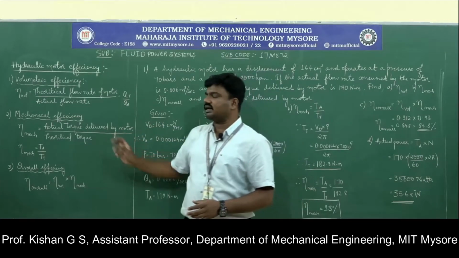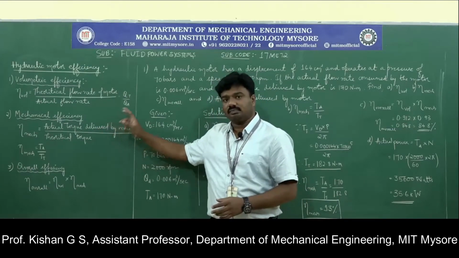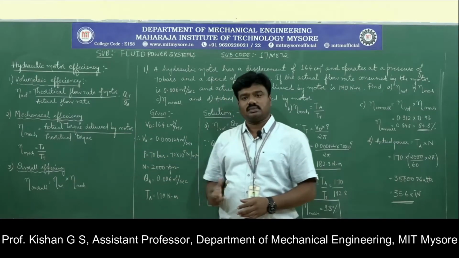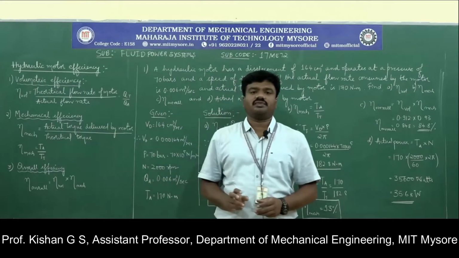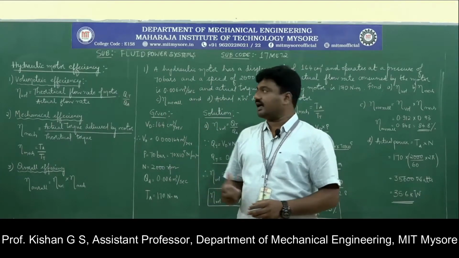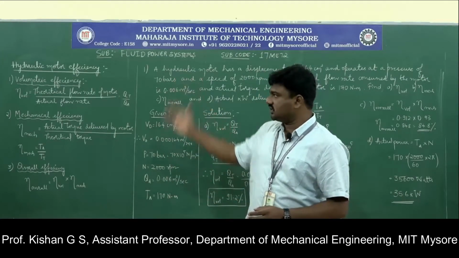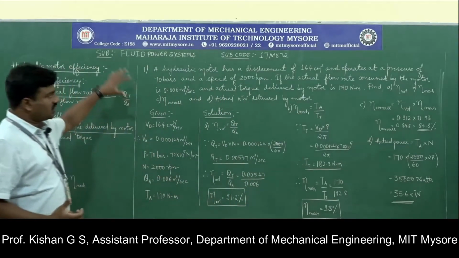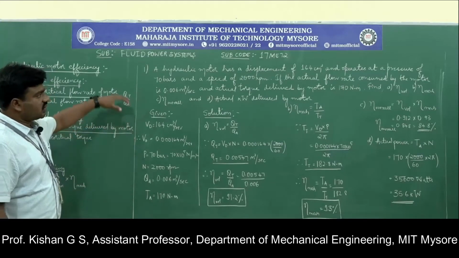Next, the second one, the mechanical efficiency. Here it is the ratio of actual torque delivered by the motor to that of theoretical torque delivered by the motor. So it is TA by TT. And finally, the overall efficiency, it is the multiplication of volumetric efficiency into mechanical efficiency. So considering these parameters, let us go on with a numerical problem for the understanding of efficiency parameters of the hydraulic motor. So you can just go through the question here.